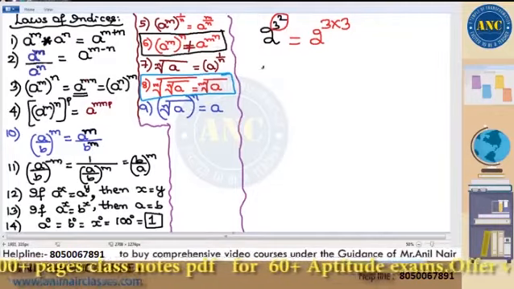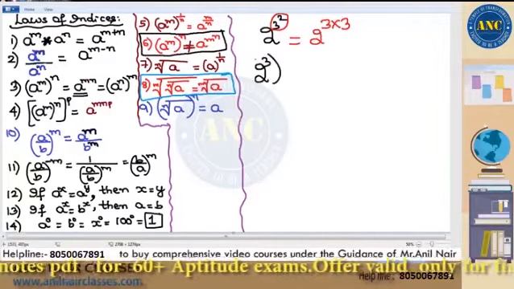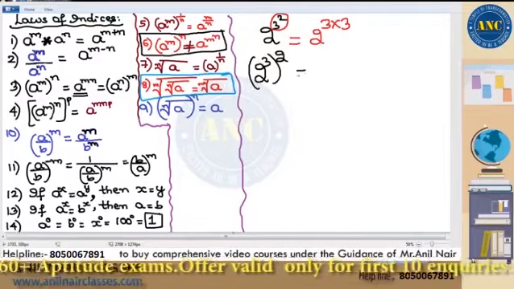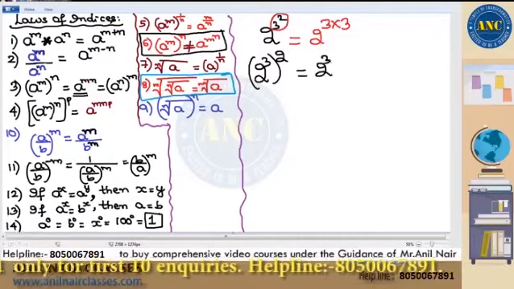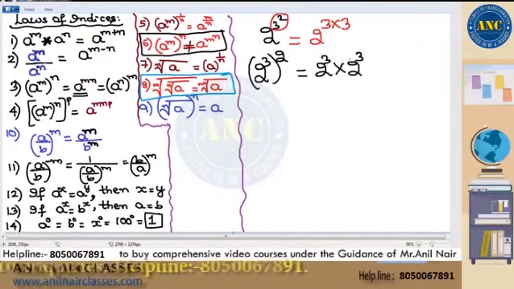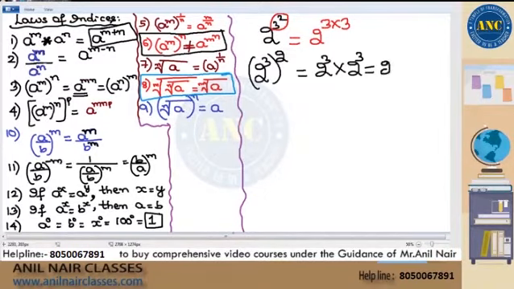Similarly, if I include it in a bracket, (2 power 3) whole square, the meaning is that 2 power 3 is multiplied twice, right? 2 power 3 is multiplied 2 times. a power m into a power n is a power m plus n, the first notation we have used here. So it is 2 power 3 plus 3. 3 plus 3 is nothing but 2 times 3.